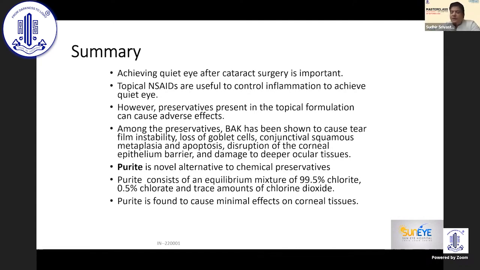So if we control the surface, if we polish the surface, if we keep the ocular surface well maintained, with a glistening corneal surface, and if we control the intraocular inflammation with all these things, then definitely we'll achieve a quiet eye.